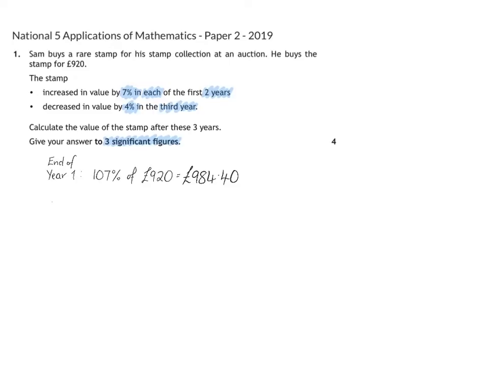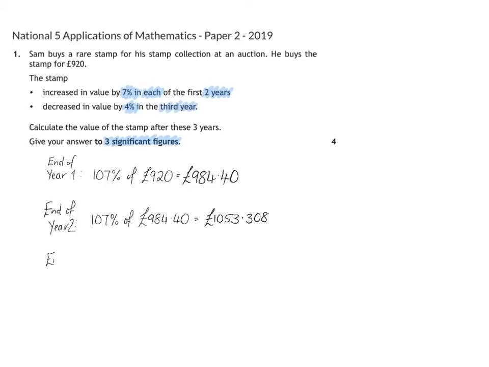Once we've got the end of year 1, we can work out the end of year 2. So year 2, again, we're still increasing by 7%. So it's 107%, but this time we are finding 107% of the £984.40, which gives us, give me a second here, we get 1,053.308. I'm taking gaps here so I can actually put things into my calculator, making sure I'm getting it right and that you have time to keep going with me as well. So that's end of year 2.